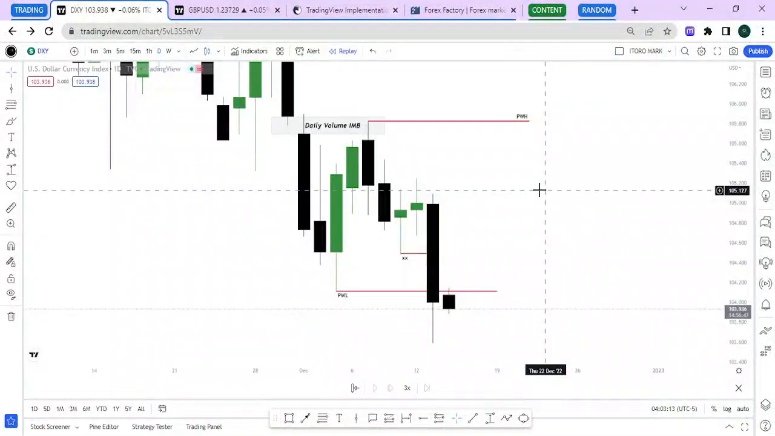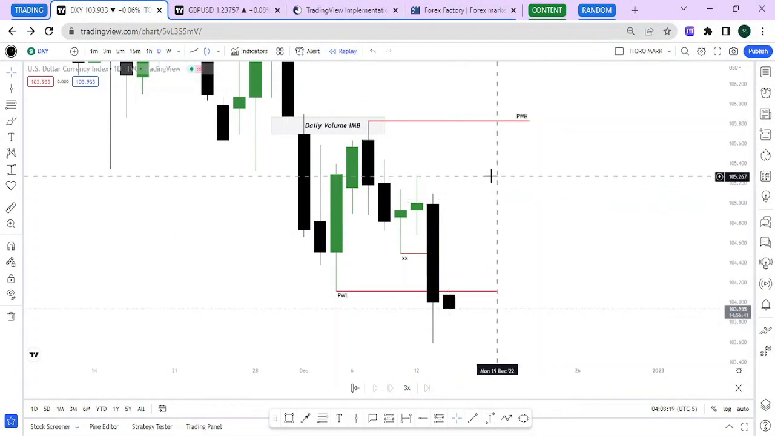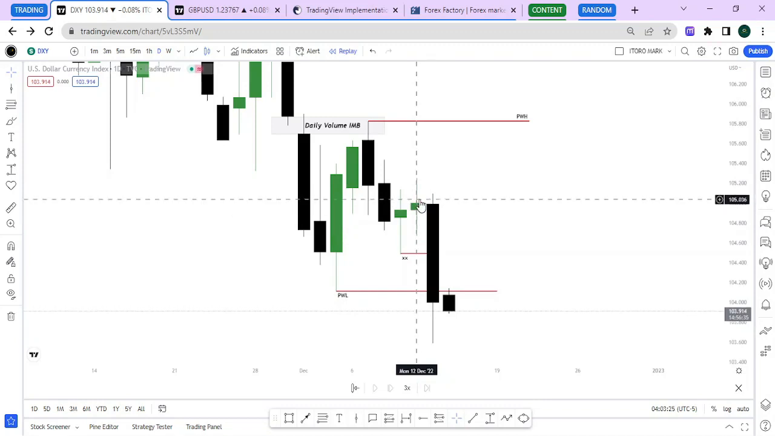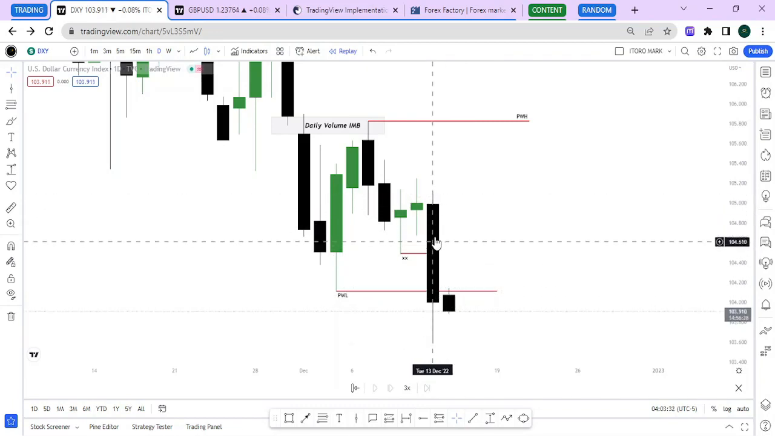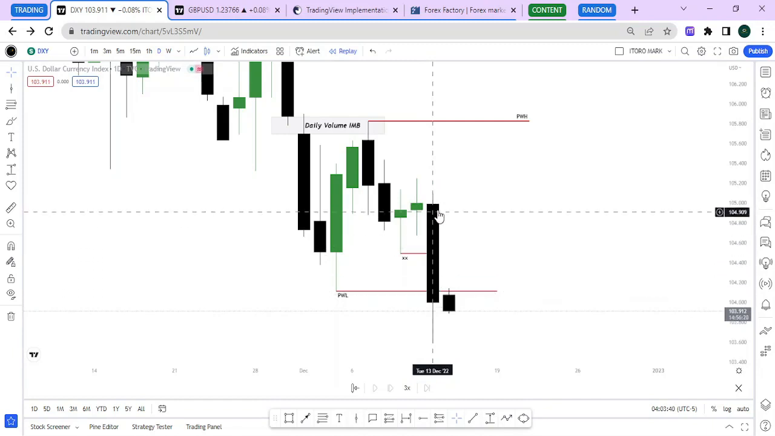So as you can see, this is the Wednesday chart on the DXY. When I was doing the previous recording, this was where I was. That's on Monday, then this being Tuesday, and then today being Wednesday. So this is today, and this was yesterday on the DXY. Remember, I wanted to see price go lower on the DXY.